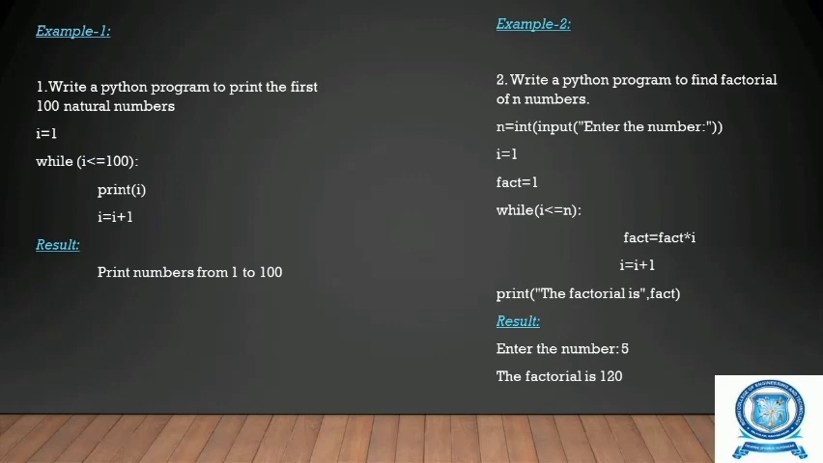Then the i value is incremented, so i will be 6. Then we check the condition 6 less than or equal to 5. This condition becomes false, so we come out of the loop. Then we print the factorial, whose value is stored in fact. 120 is stored in the answer, so we will print that: the factorial is 120. This is how this factorial program gets executed.